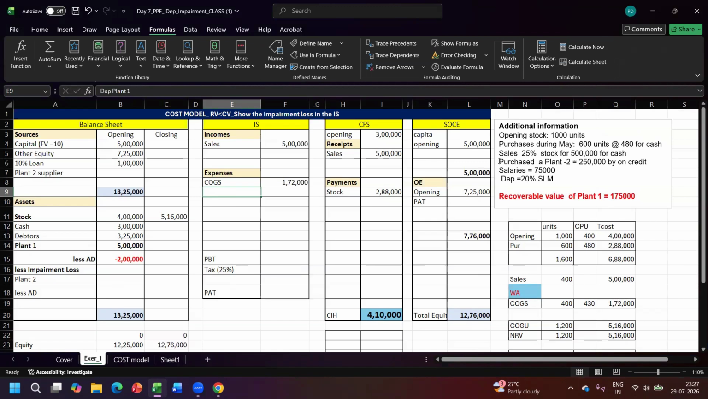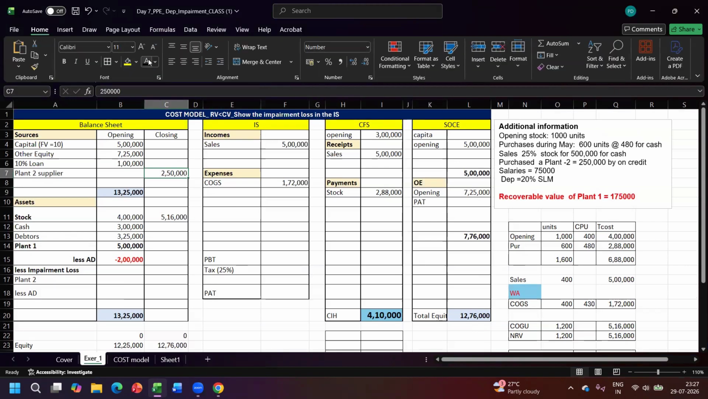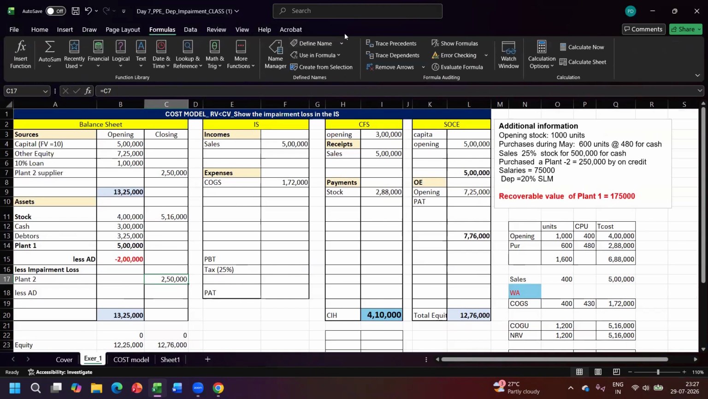Now the company purchased plant 2 on credit. So acquisition of asset resulted in creation of a liability. And at the end of the year, the company charges depreciation 20% SLM on both the assets.